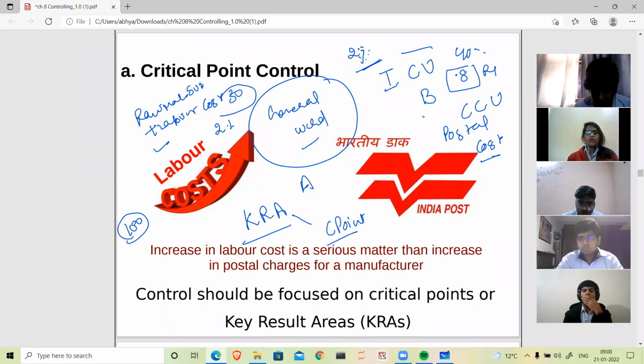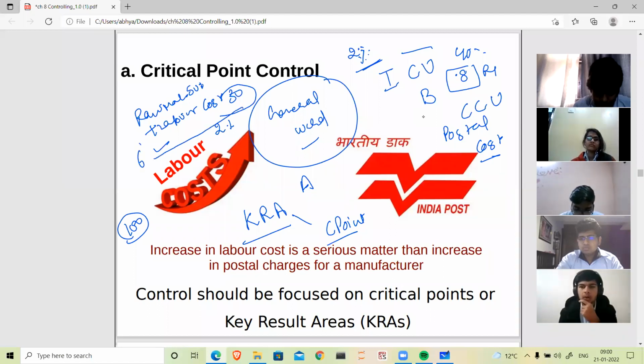But if there is a labor cost, which is 30%, and there is just only 2% increase in labor cost, so our total cost of production will be increased by 6 rupees. So it will be affecting the total cost to a great extent, and our profits will be reduced by this. So two examples I have given you. One is of the labor cost and the other one is the Indian postal cost.